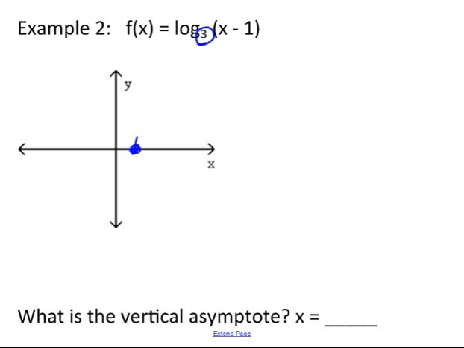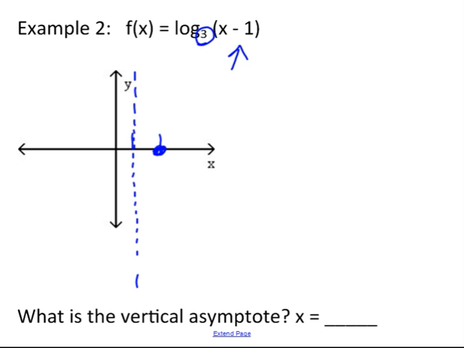So if I have x minus 1 that's in parentheses, that's going to be inside the log. Inside the log means we move left or right. And if this is negative, we're going to go in the positive direction. So we're going to move this point 1 unit to the right. Our vertical asymptote, we also have to move that 1 unit to the right. It started out at 0, so we're going to move it 1 unit to the right.